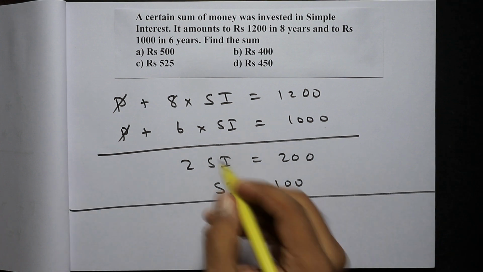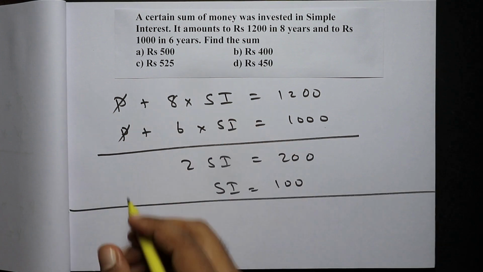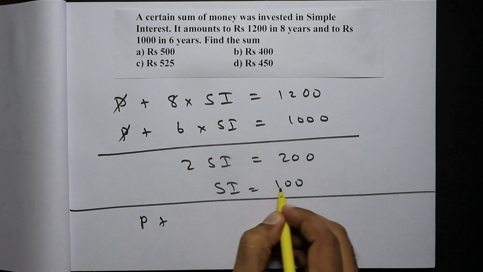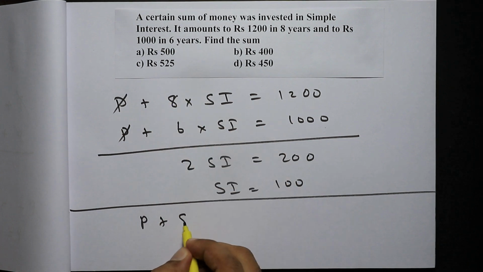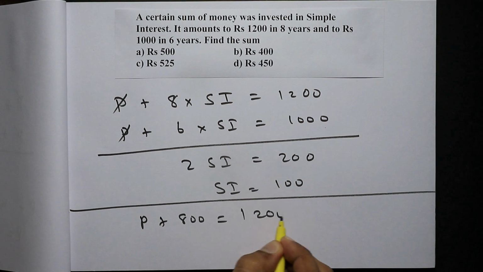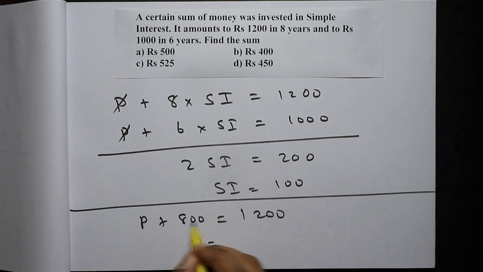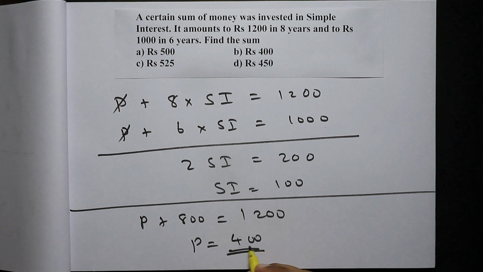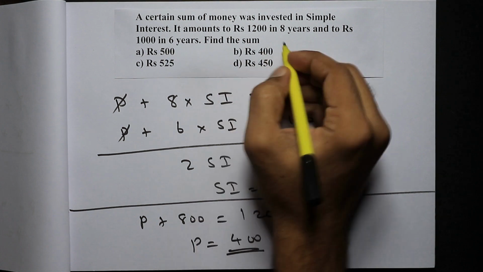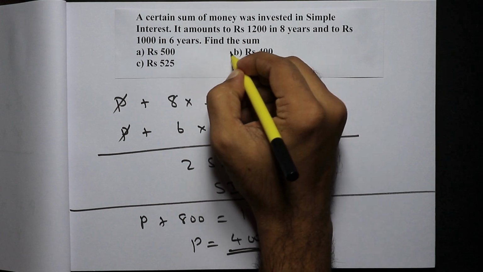So let us substitute this value into the first equation. So P plus SI is 100 into 8. So P plus 800 is equal to 1200, or P is equal to 1200 minus 800, that is rupees 400. So the principal, or the sum, is rupees 400, option B.